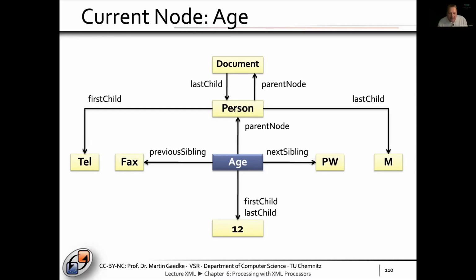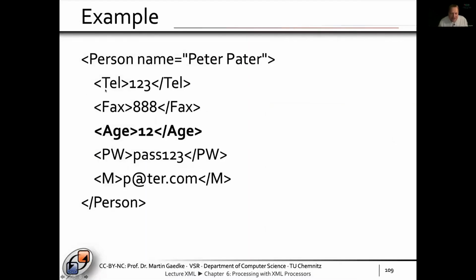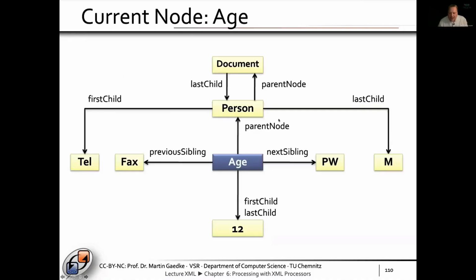Now being here, we can ask the person object for its first child, which is the tel element, and the last one would be the M element. One other child is the age element. The age element is a child element of person, and being a child element of person, it has as parent element the person element, of course. Age comes with a character content model. So the first and the last child is the character 12.